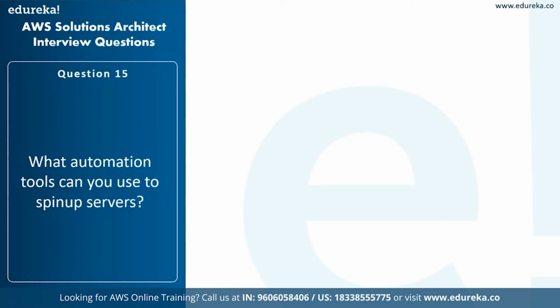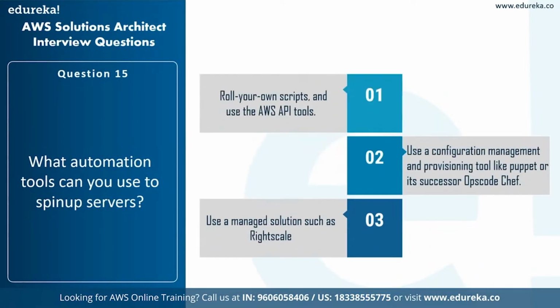Next is, what automation tools can you use to spin up servers? Now there are different tools that can be used here. First, you can roll your own scripts and use the AWS API tools. Such scripts could be written in Bash, Perl, or another language of your choice. And then you can also use a configuration management and provisioning tool like Puppet or its successor OpsCode Chef. You can also use a tool like Scalr and use a managed solution such as RightScale.